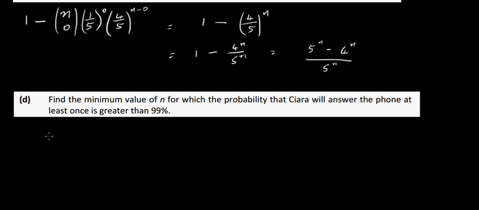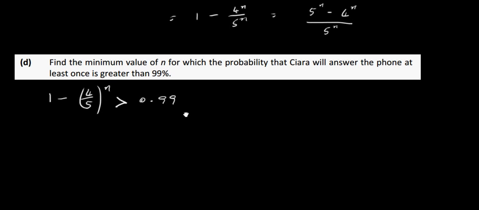So what you're going to do is write down 1 minus 4/5 to the power of n. We want this to be greater than 99%. Now remember, we're dealing with fractions here, so we need to convert this to a decimal or a fraction. I'm going to convert it to a decimal, so 0.99. Now let's just work this out. We've got to work out n, the minimum value for n, so the minimum number of days, in other words.